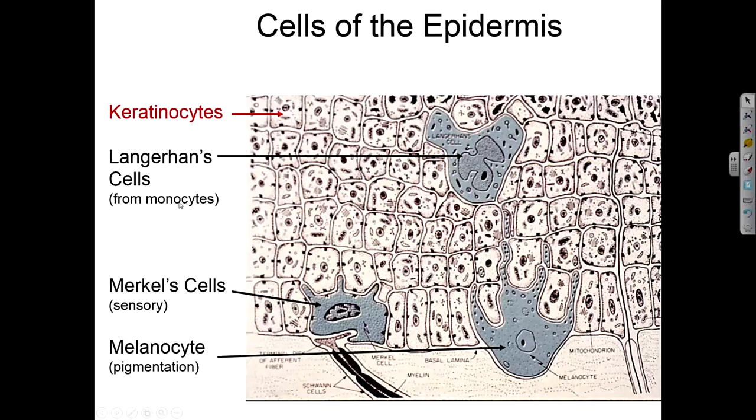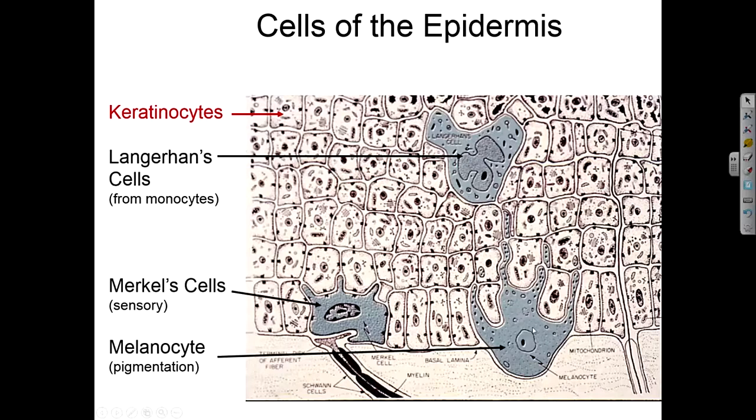So this suggests it's kind of an antigen-presenting cell, right? A very early immune responder. If some bacteria is breaking through the skin, it could come into contact with a Langerhans cell and mount an immune response. We have Merkel cells, which are associated with nerves, so these are thought to be sensory. And then we have melanocytes, which give rise to the pigmentation of the skin.